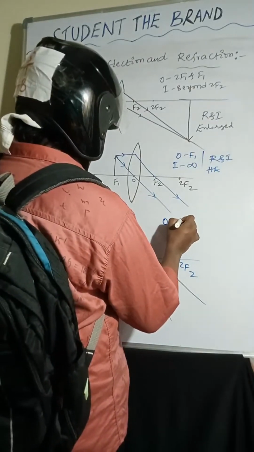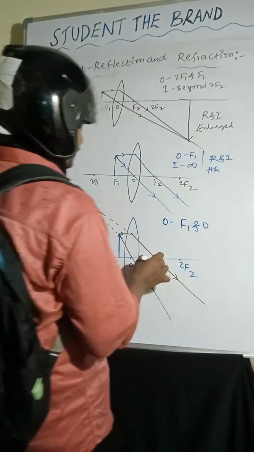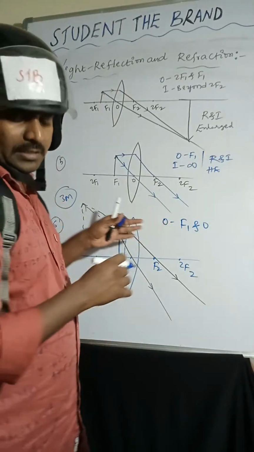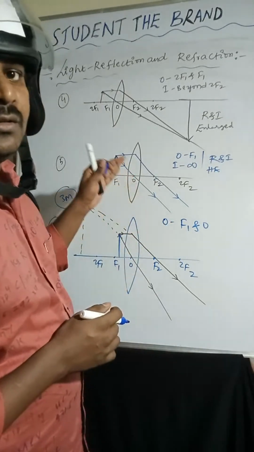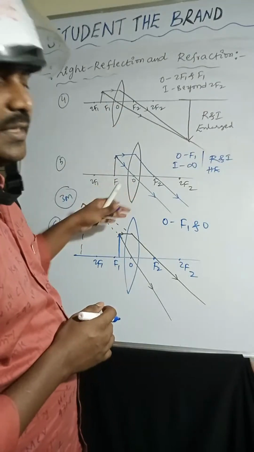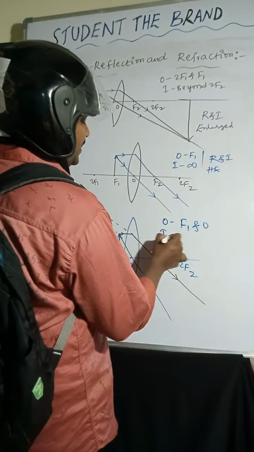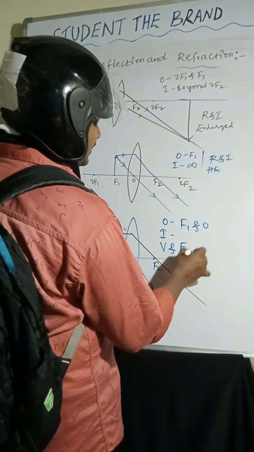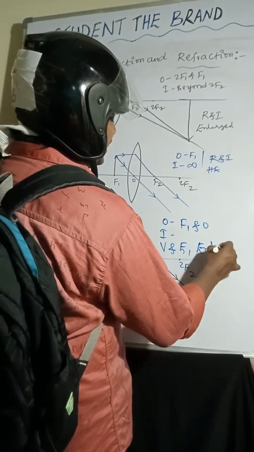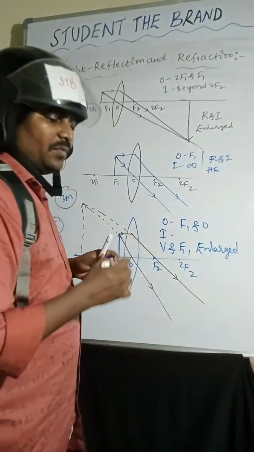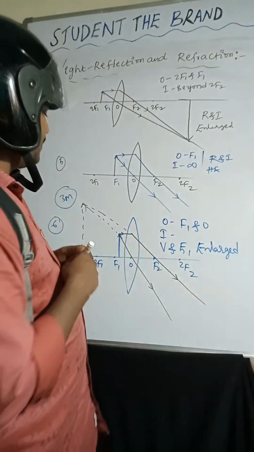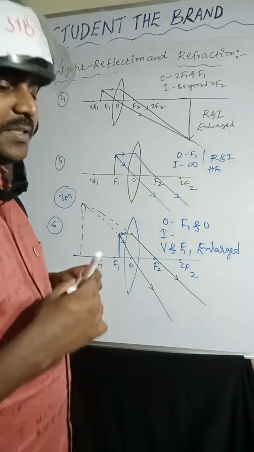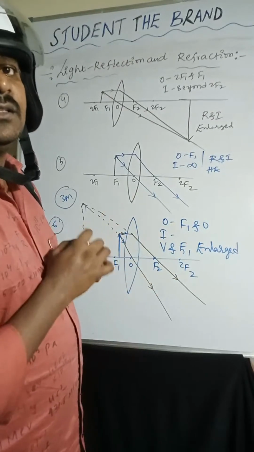Object is placed between F1 and O. Very, very important 3 marks question. Nature also they will ask, 1 mark also they will ask. So make sure that you are preparing this one, practicing this one. Image is forming on the same side of the object. Nature of the image is virtual and erect and enlarged. So enlarged image is formed, right? Virtual, erect and enlarged. Very, very important. Make sure that you are practicing this question, especially this diagram, right? So, done.